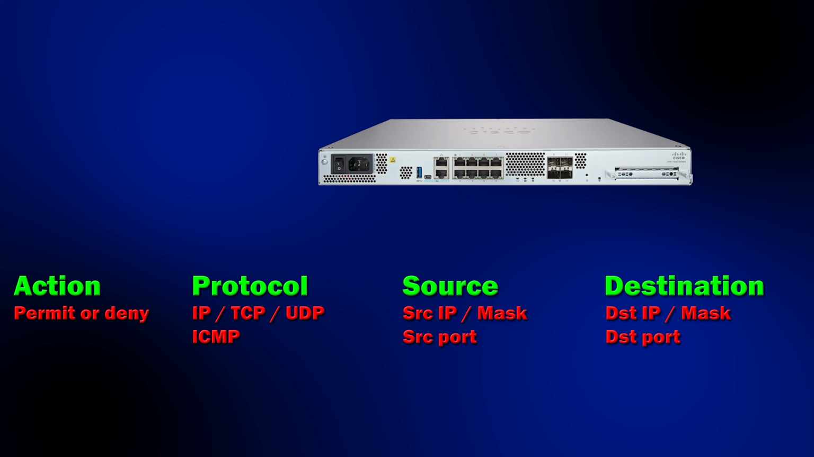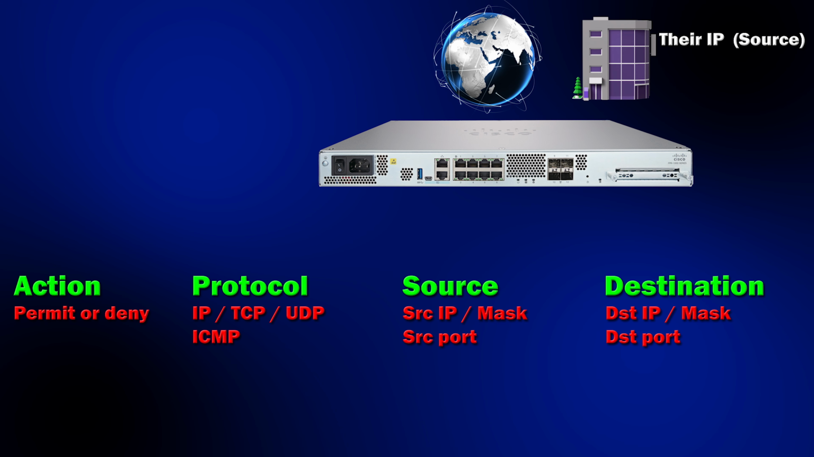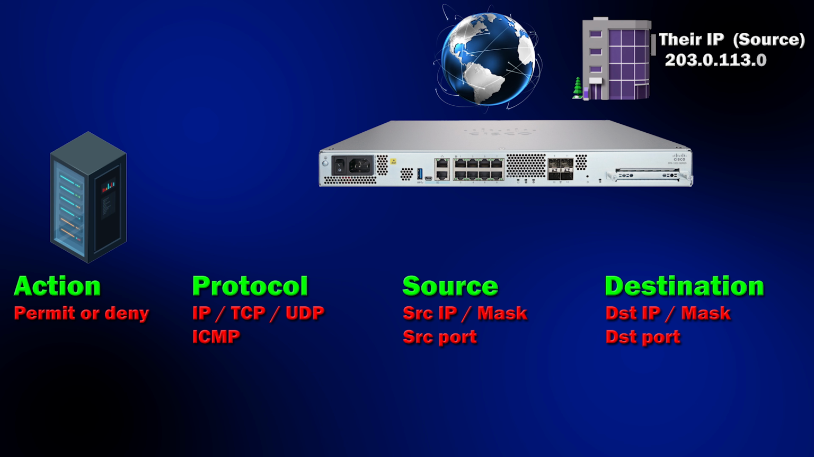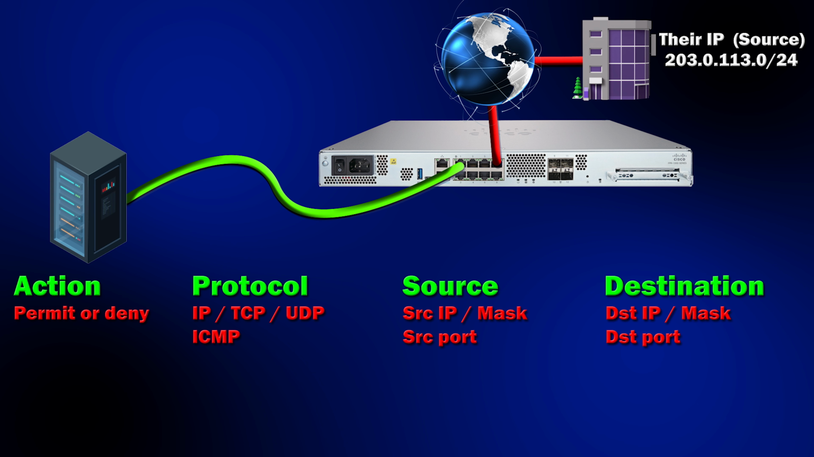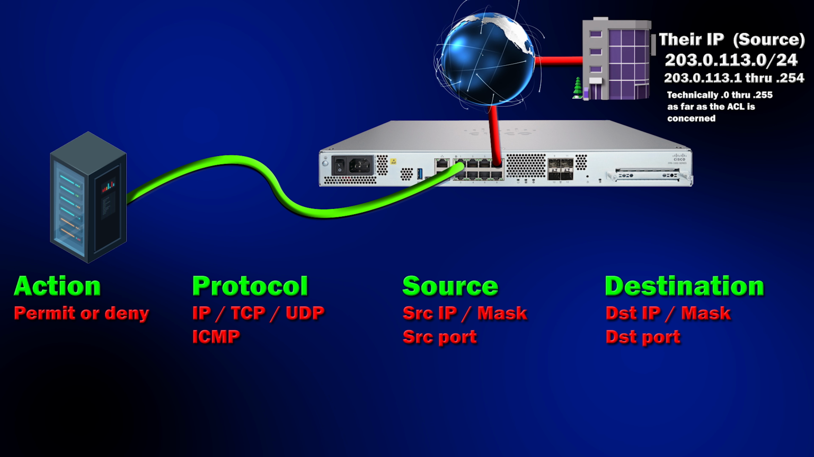We ask the other company what IP they'll be coming from because we need a source IP to fill in the rule. They say it will be 203.0.113.0/24. This means 203.0.113.1 through 254. An even better solution would be if they could give us a single IP, but they said they couldn't, so we'll take what we can get this time.